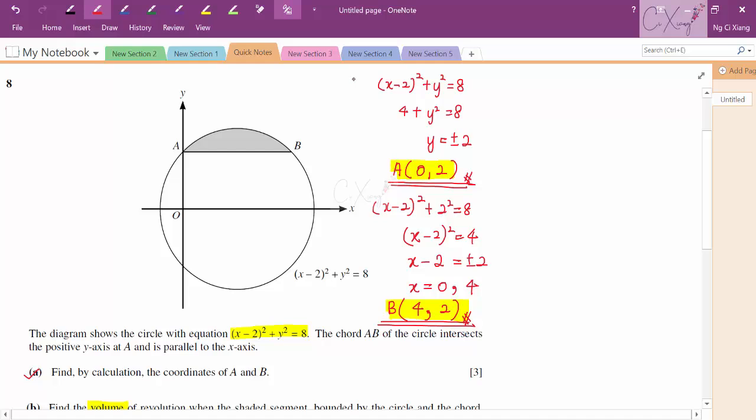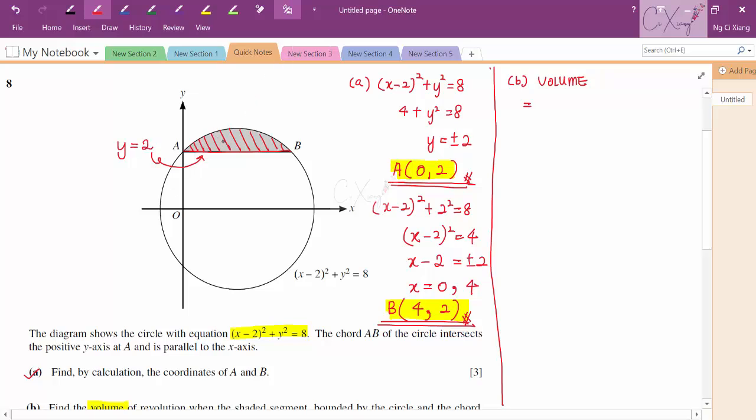So maybe I can put the answer here. Okay, so for the volume part, to get the volume, of course, we need to apply integration. For the formula of volume, this area that we are interested in is actually bounded by the curve and also the horizontal line. We already have the curve equation, and for this horizontal line, the equation should be y equals 2.